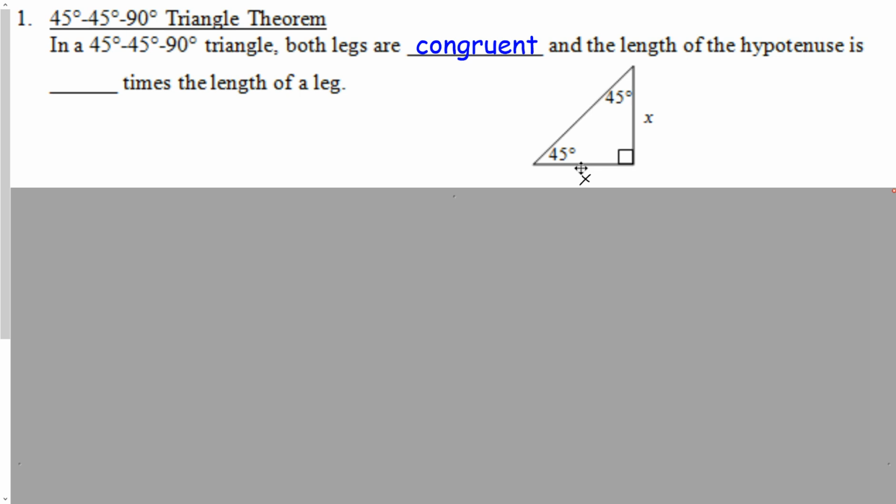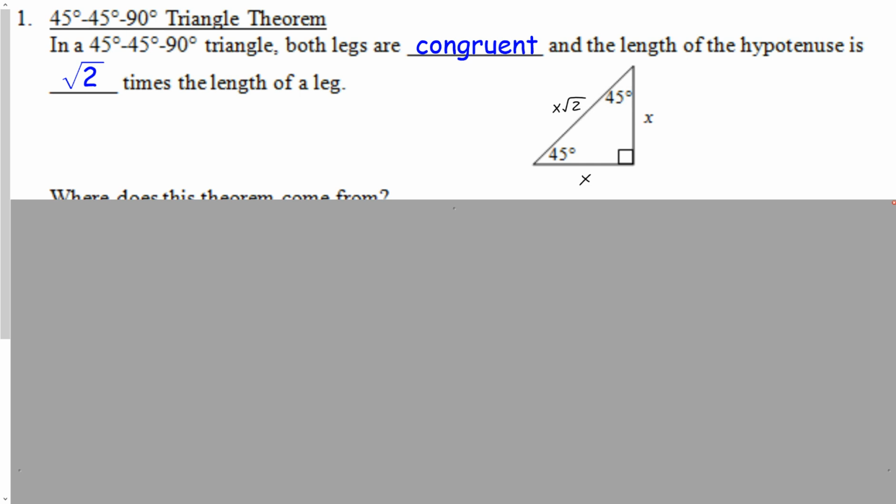And the hypotenuse then would be square root of 2 times the length of one of those legs. So we label that as x square root of 2. So this triangle is something that you're going to want to study and be able to reproduce so that you have what are called the generic side lengths of the 45, 45, 90 triangle.